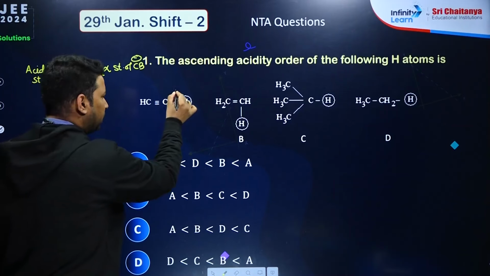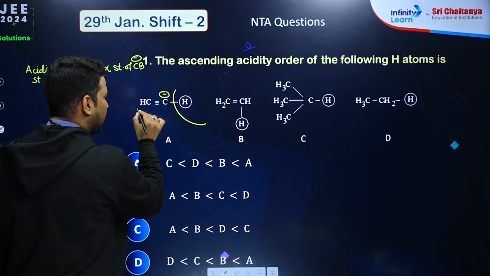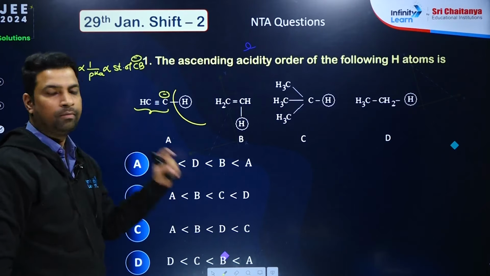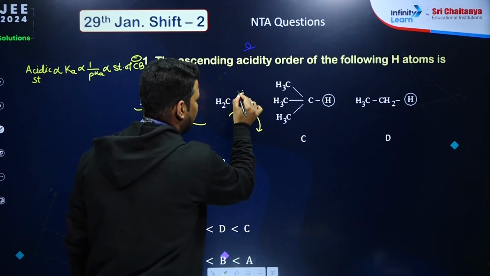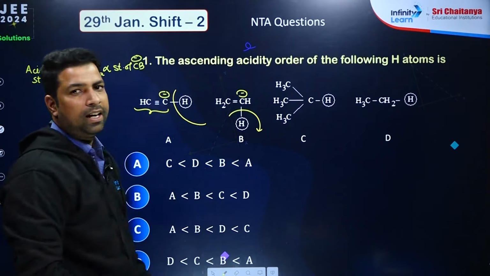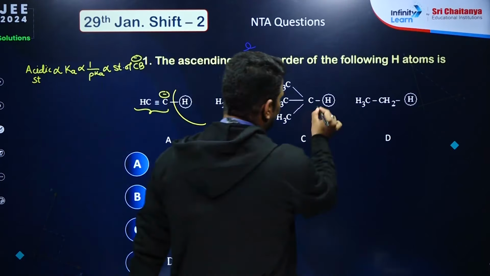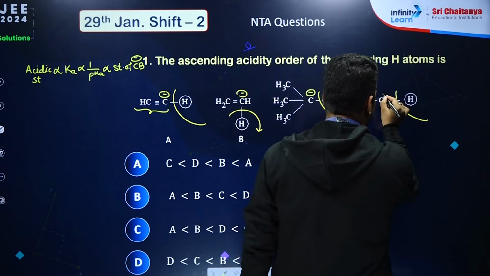So if you remove the hydrogen from this carbon, it will acquire a negative charge and it should be considered as the conjugate base of this particular compound. Again, remove the hydrogen from here. This carbon will acquire a negative charge and is considered a conjugate base. Here, remove hydrogen, this carbon will acquire. Remove hydrogen, this carbon will acquire.